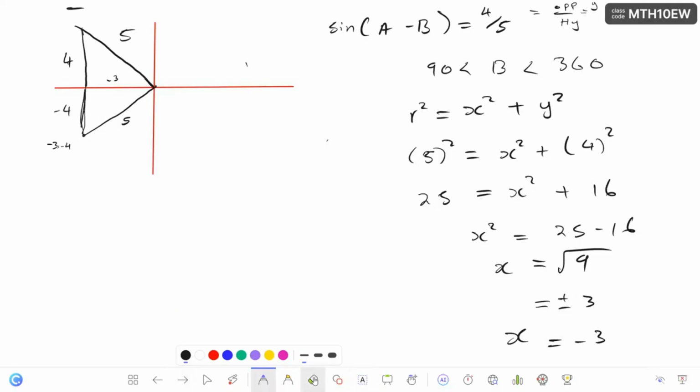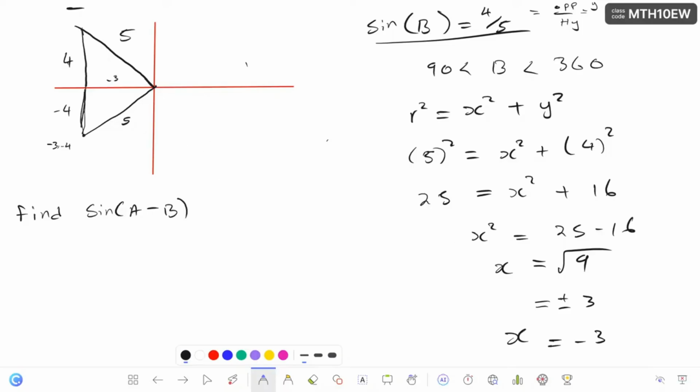Something that we need to check here. No, we are not given this one. We are given sine B, that is equal to this thing. And they want us to find sine(A minus B).